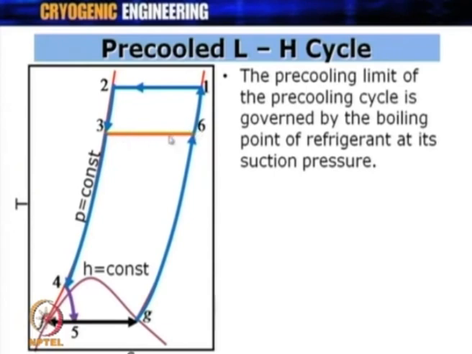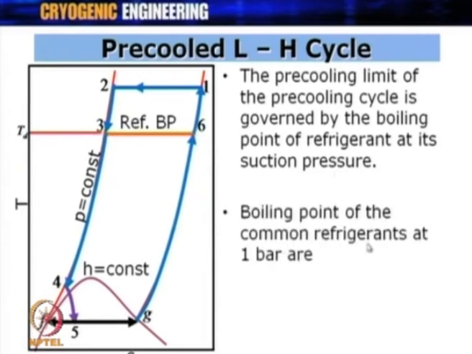So, this temperature is going to be decided by the pre-cooling circuit, the type of refrigerant, and its pressure. We can call this temperature TD, which is the temperature shown in the pre-cooling circuit, and this is nothing but equal to the boiling point of the refrigerant at the suction pressure of the pre-cooling circuit. This will be the lowest temperature at which it enters the heat exchanger.